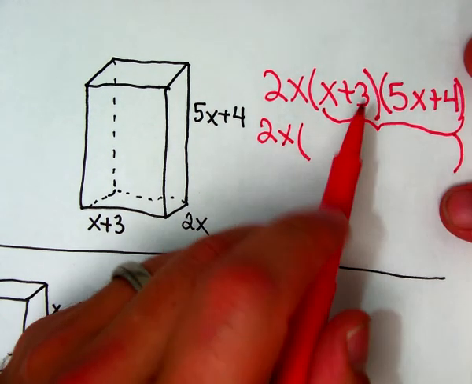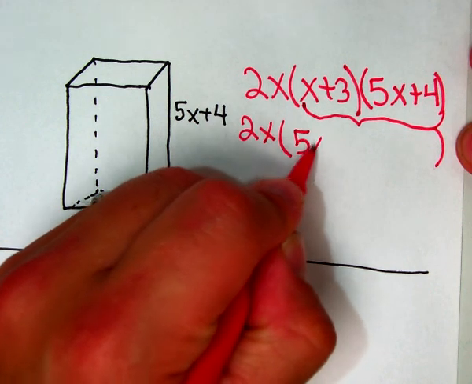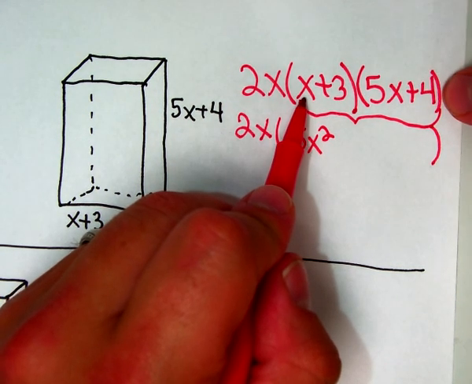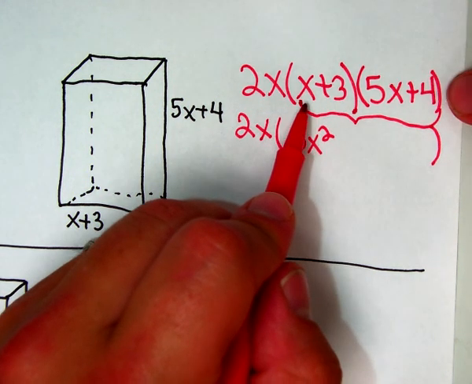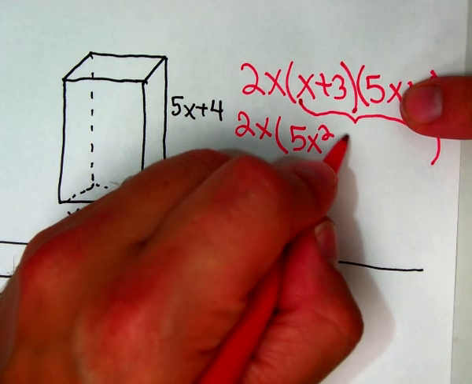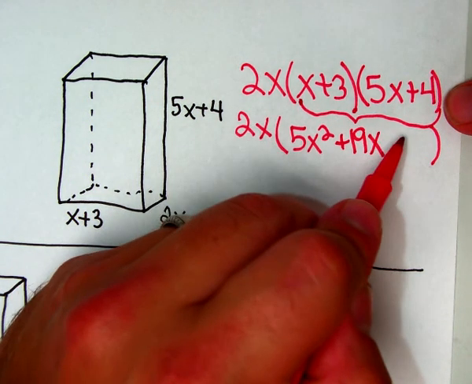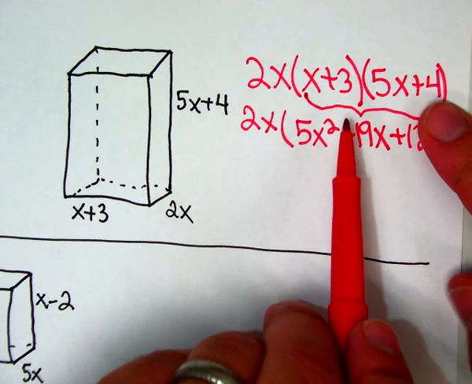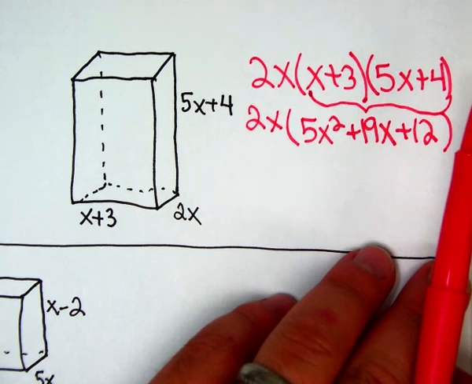So if I distribute this out, we end up with 5x squared. This is going to be x times 4, which is 4x. And then 3 times 5x, which is 15x. So 4x plus 15x means that we have 19x. And then 3 times 4 is 12. If you need help with how to go through and distribute this out, go back to goal 14 and take a look at the video of how to do distribution or multiplication.